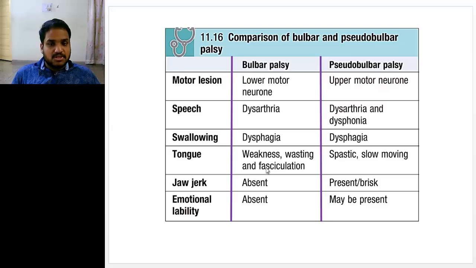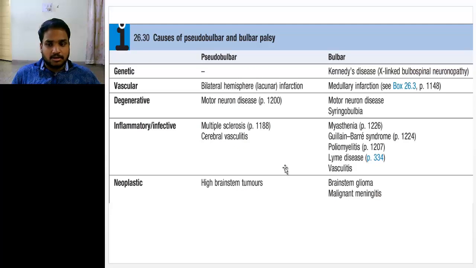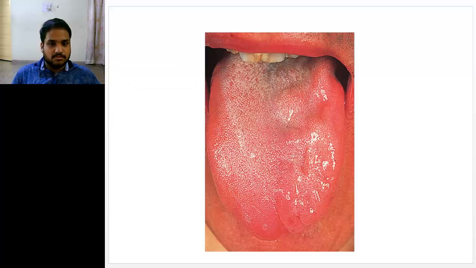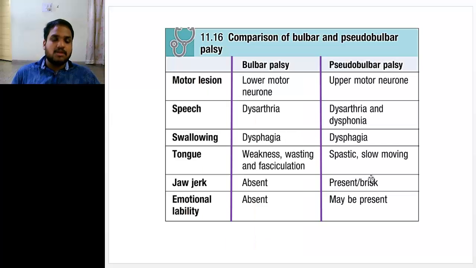But there are some differences. In case of a bulbar palsy, since it is a lower motor neuron lesion, there would be weakness of the tongue, there would be wasting as well as fasciculations, right? The tongue would be wasted and you can see fasciculations of the tongue. See in this diagram, you can see the tongue is wasted and there would be fasciculations also, fine. So wasting and fasciculation would be there.